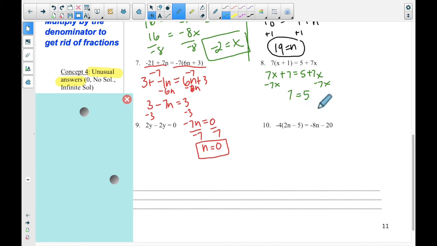Does 7 equal 5? No, it does not. So my answer is no solution. You have to say no solution. You can't just leave it at 7 equals 5. That's not the answer. The answer is no solution.